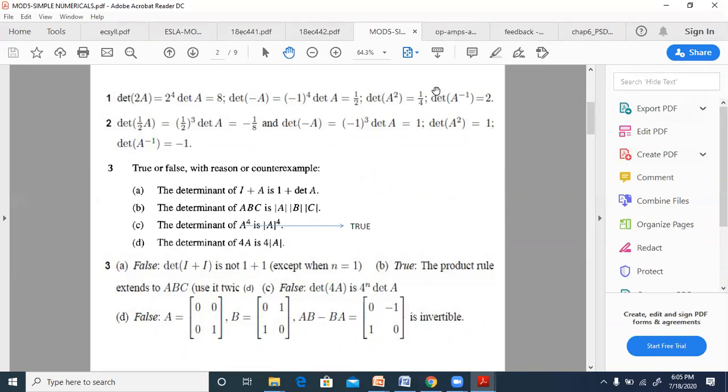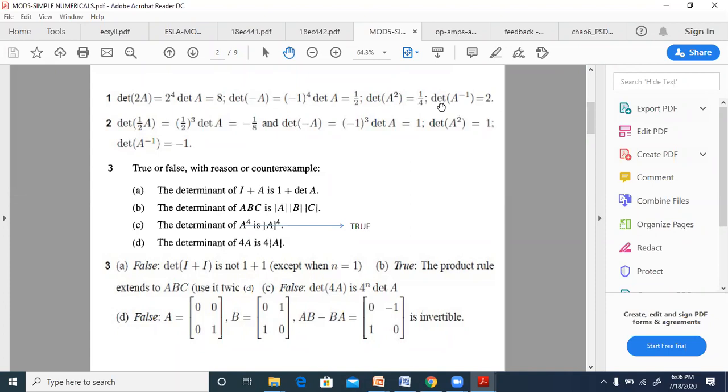Determinant of A square will be equal to determinant of A whole square. So half square will give you 1 by 4. So really speaking, determinant of A square will be equal to determinant of A whole square, or one can say that it is equal to determinant of A and determinant of A.